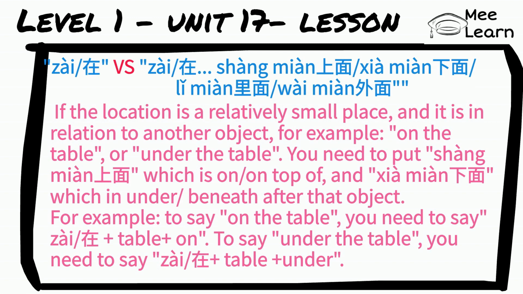If the location is a relatively small place and it's in relation to another object, for example, on the table or under the table, you need to put 上面 which is on or on top of, and 下面 which is under or beneath after that object. For example, to say on the table, you need to say 在 plus table plus on. To say under the table, you need to say 在 plus table plus under.